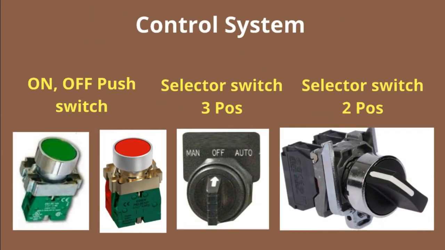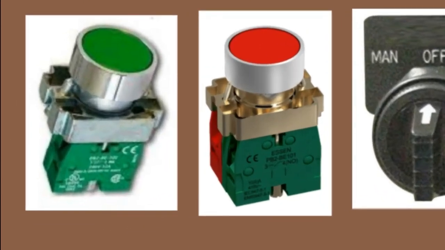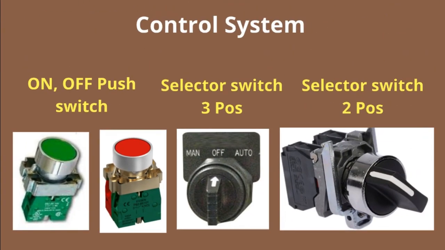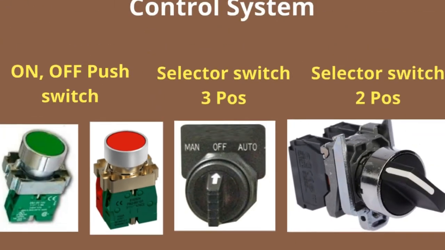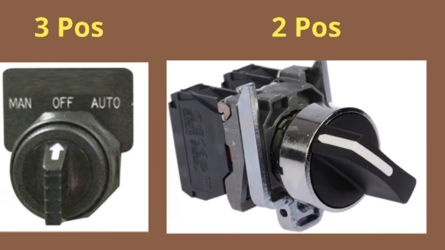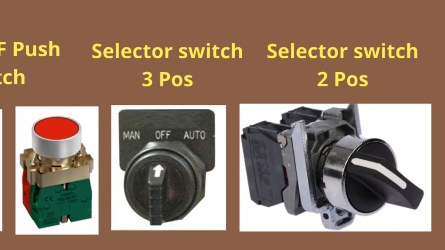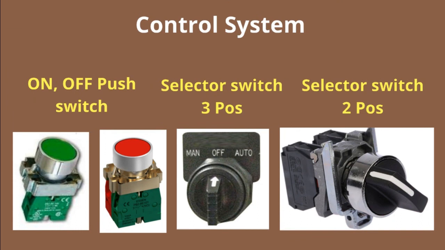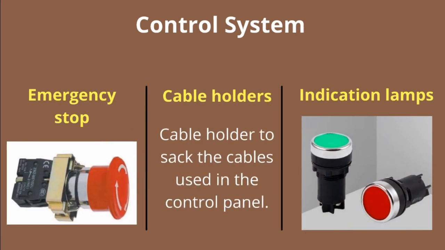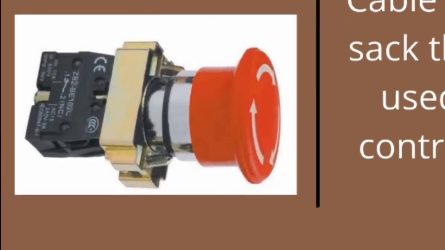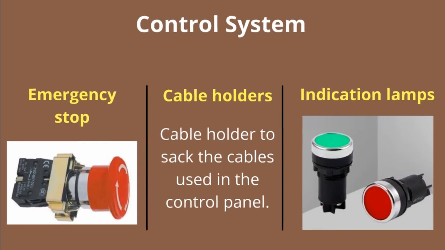Control switches. On-off push-button switch. This push button is used to control the equipment. 3-position selector switch, used for auto-manual selection in the circuit. 2-position selector switch, used to switch off the system. Emergency stop switch. This switch is used to stop equipment instantly.